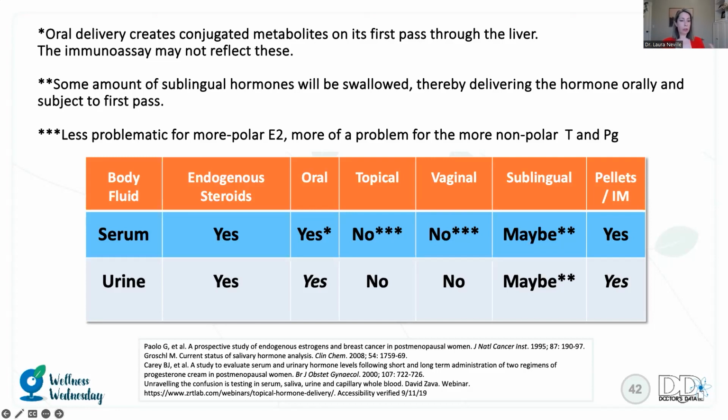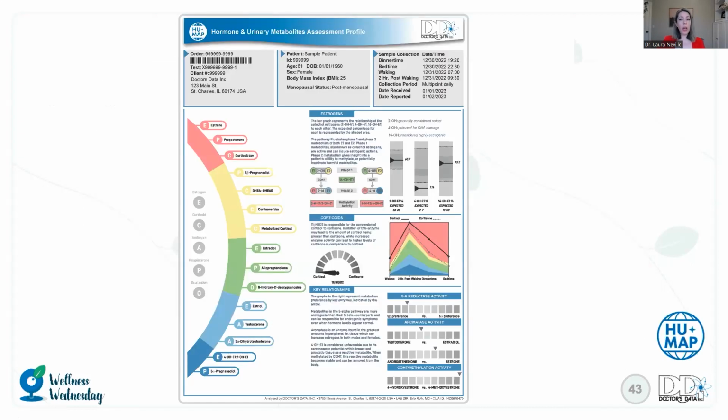Vaginal is going to be very similar to topical. It's a transdermal delivery. Sublingual, again, this is a maybe for the very same reason as serum. Mostly it's transdermal, but some of that's oral. So you will see some of that there. I just wouldn't interpret that to be, oh, this is the correct dose or not. And then can you see pellets or intramuscular injection? Yes, you will see that because it's moving through the body much like endogenous production. So Dr. Zeta currently has a 4-point liquid urinary hormone metabolite profile. This is called the HUMAP.